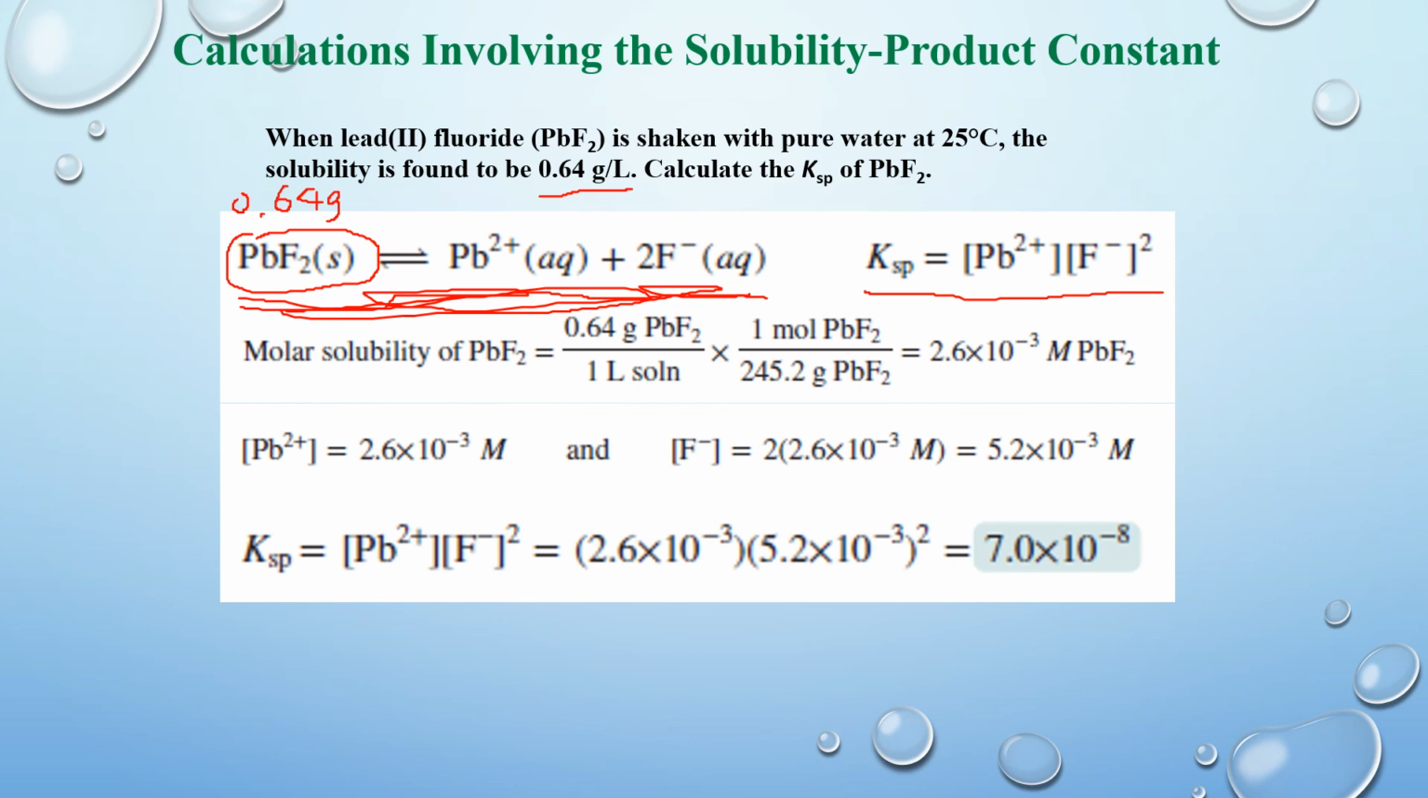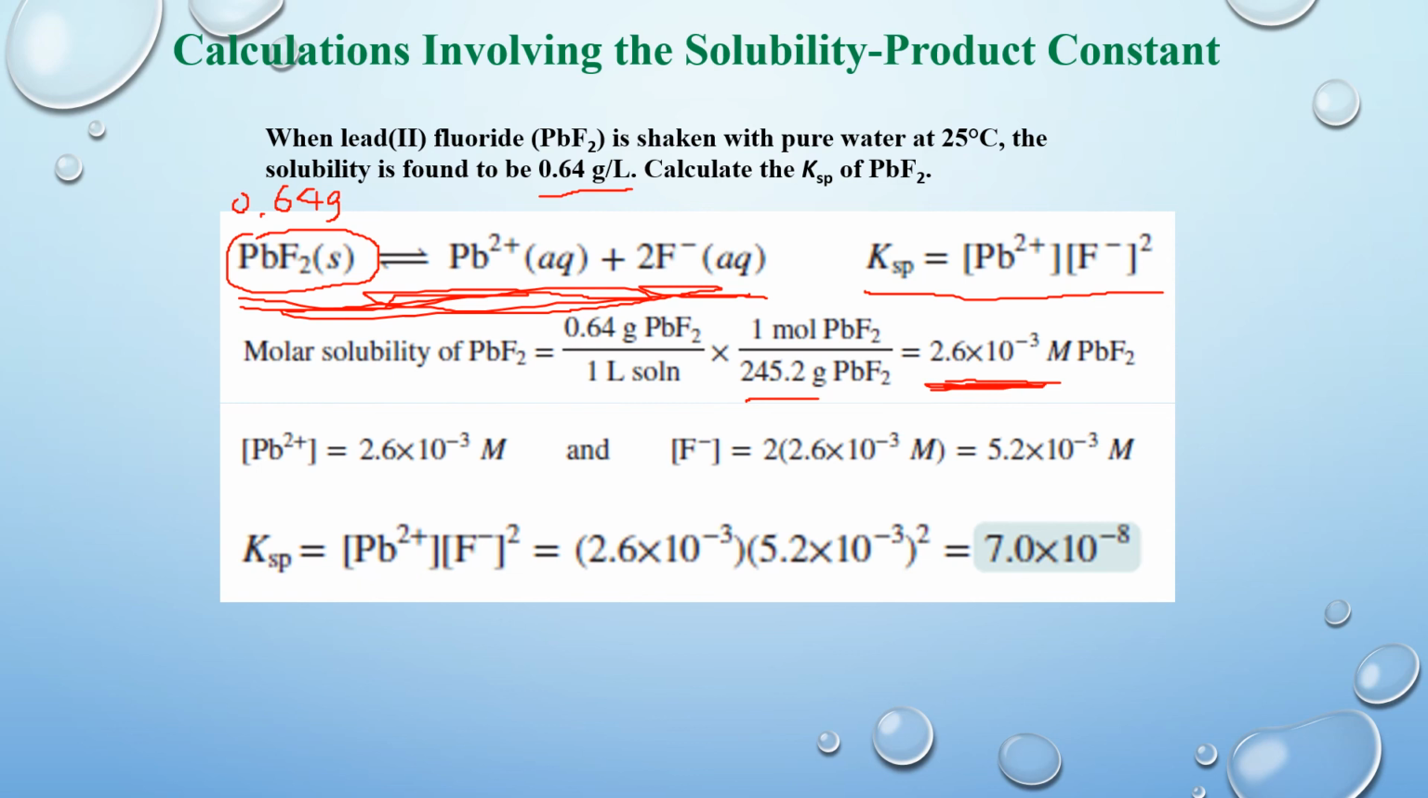So the first step, we're going to convert that gram per liter into molar concentration. For lead 2 fluoride, its molar mass is 245.2. So we can convert the mass into a number of moles by dividing the gram by the molar mass. So 0.64 gram per liter is equivalent to 2.6 times 10 to the negative 3 moles per liter, or molar. So this is the starting concentration, or the concentration of the solid that is dissolved.